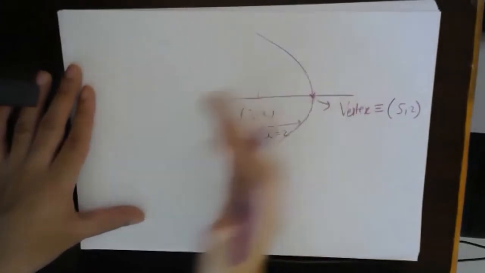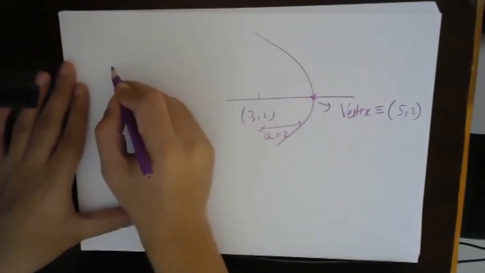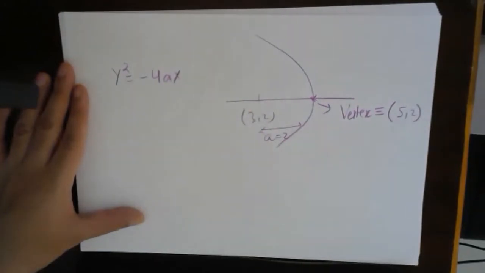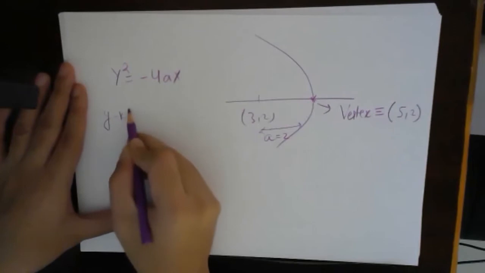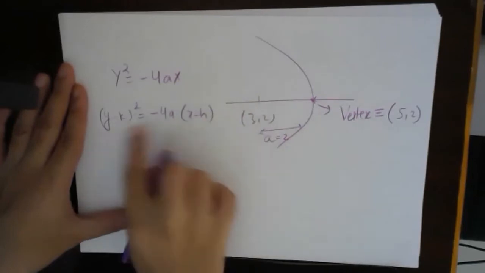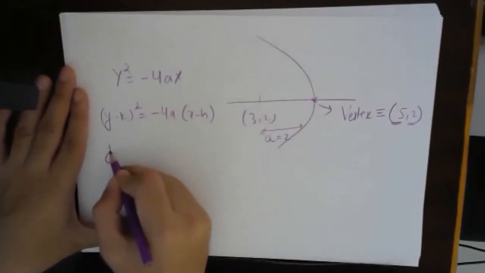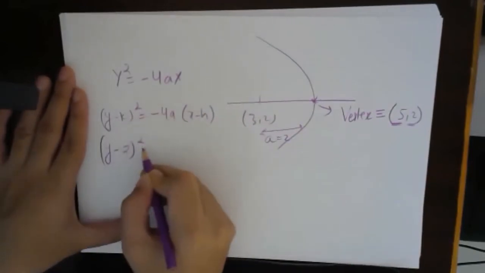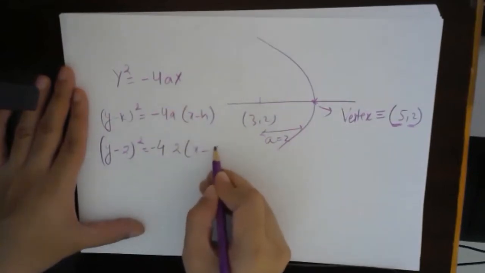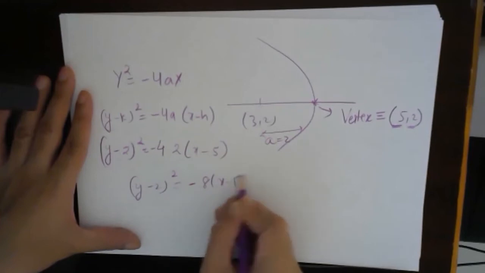For this kind of parabola, which is left side open and the axis is parallel to the x-axis, the general equation will be Y squared equals minus 4aX, where capital Y is (y minus k) and X is (x minus h). k and h are the vertex, which we already have as 5 and 2. Substituting, (y minus 2) whole squared equals minus 4 into a, where a is 2, into (x minus 5). So this becomes (y minus 2) whole squared equals minus 8(x minus 5).